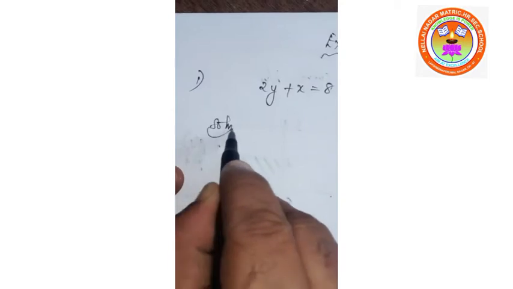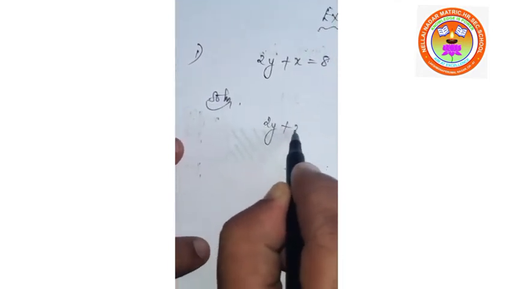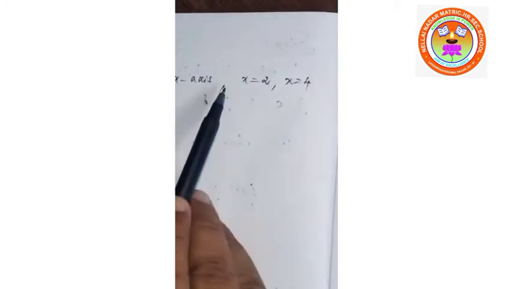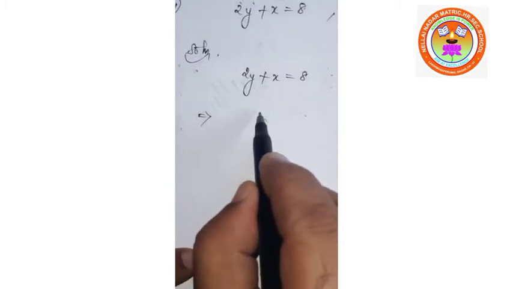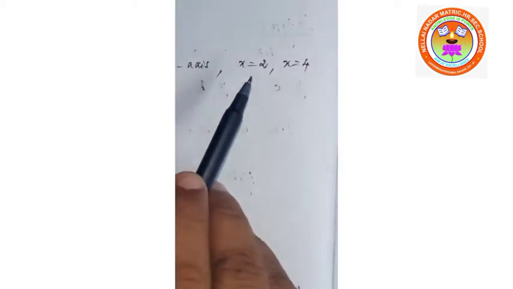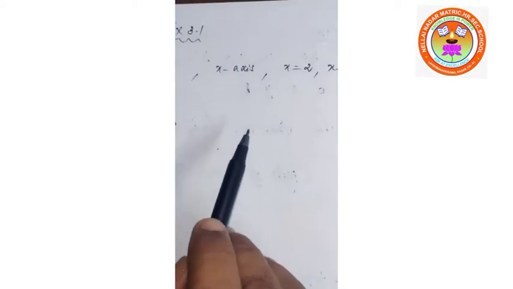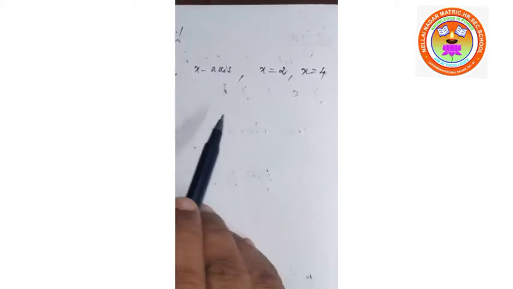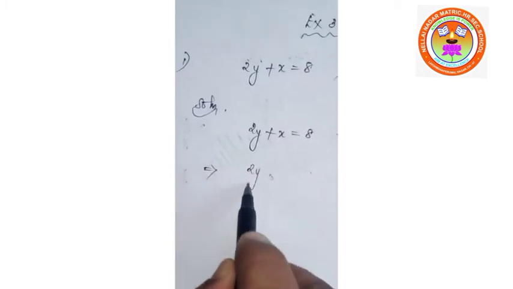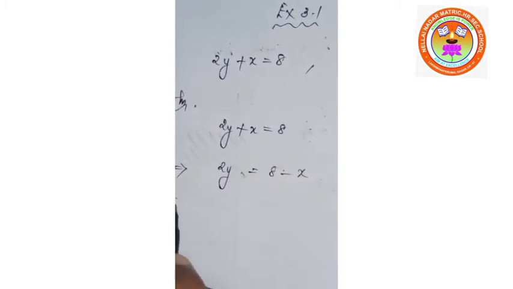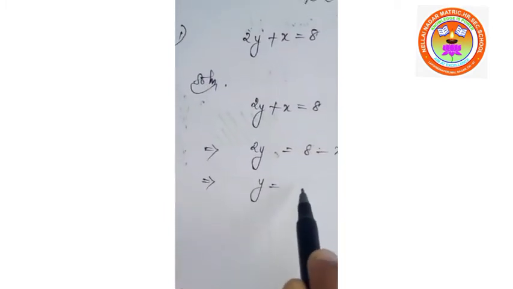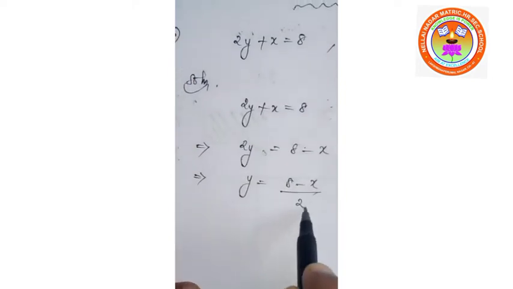Solution. Take 2y plus x equal to 8. Since you are given x limits, find y from this equation. Because for x-axis you have to apply the formula integral a to b either y dx or minus y dx. So we need y, so I am retaining 2y on the left hand side. 8 plus x comes to the right hand side as minus x. So therefore y equals (8 minus x) by 2.